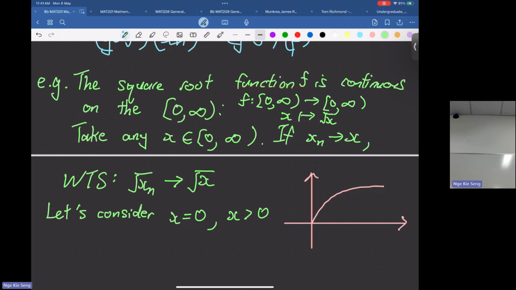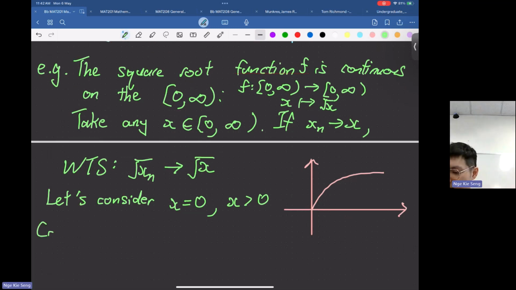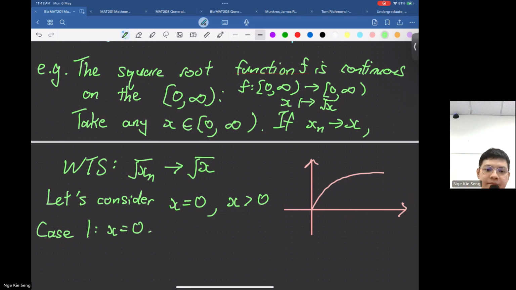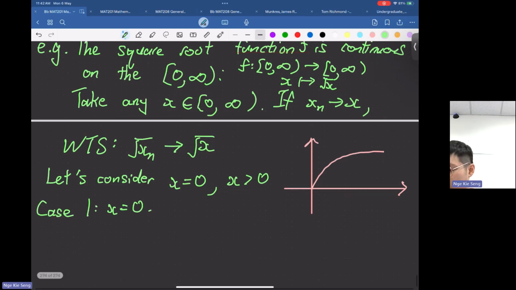So this will affect our analysis of the limit at this point. Let's say we split into these two cases, whether it works or not. So let's try. Case 1, x equals 0. If x_n wants to converge to 0, what does this mean?